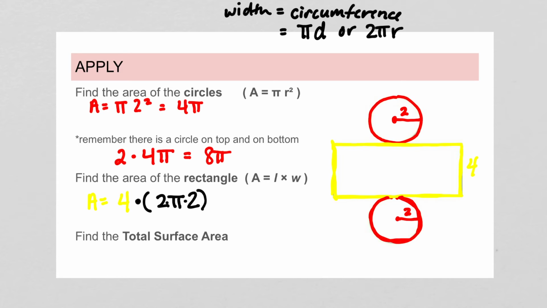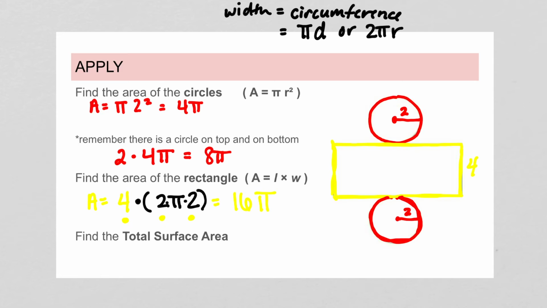So our area is, well, because of the commutative property we can move those around, and we know that 2 times 2 is 4. So let's do it this way: 4 times 4 is 16. So we've got 16 times pi.